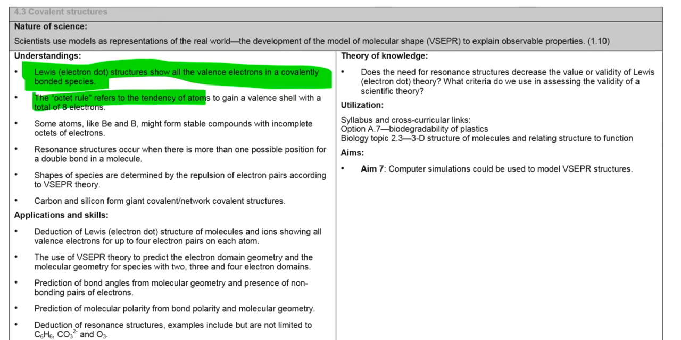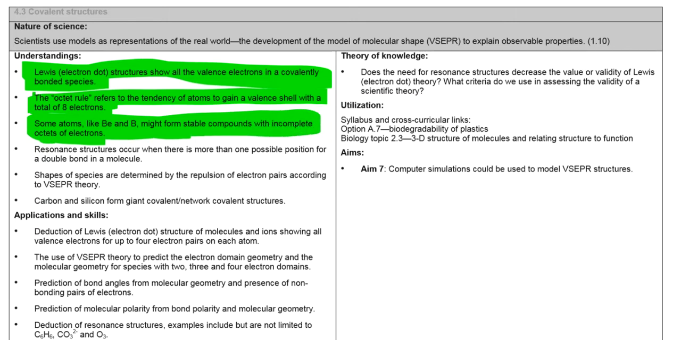The octet rule refers to the tendency of an atom to gain a valence shell with 8 electrons. We talked about this earlier. Based on the octet rule, it just suggests that 8 electrons is a comfortable state, and this is what atoms desire. Some atoms like beryllium and boron form incomplete octets. So beryllium forms an octet with 4 electrons, whereas boron forms one with 6 electrons. This can be a bit tricky at first because some compounds will have boron and beryllium, and there could be paper 1 questions asking which of these has an incomplete octet, and you have to recall that boron and beryllium are the ones that have an incomplete octet.